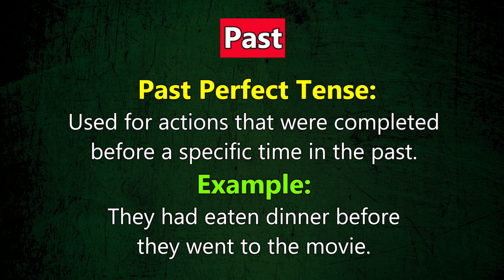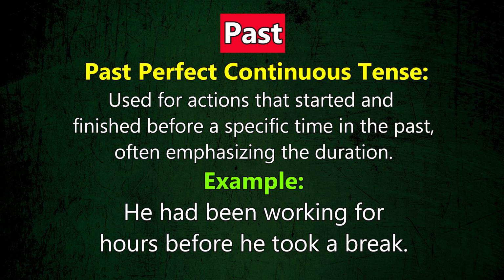Past perfect tense. Used for actions that were completed before a specific time in the past. Example: They had eaten dinner before they went to the movie. Past perfect continuous tense. Used for actions that started and finished before a specific time in the past, often emphasizing the duration. Example: He had been working for hours before he took a break.